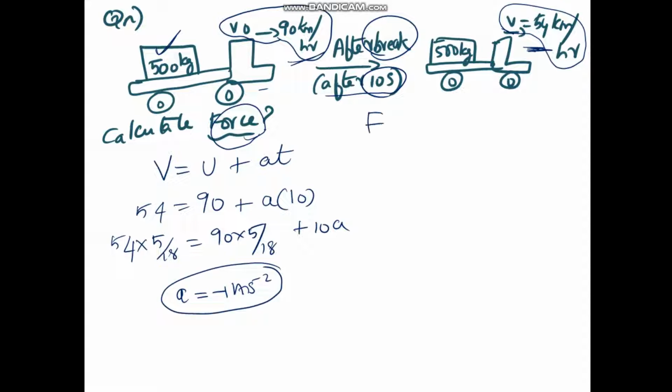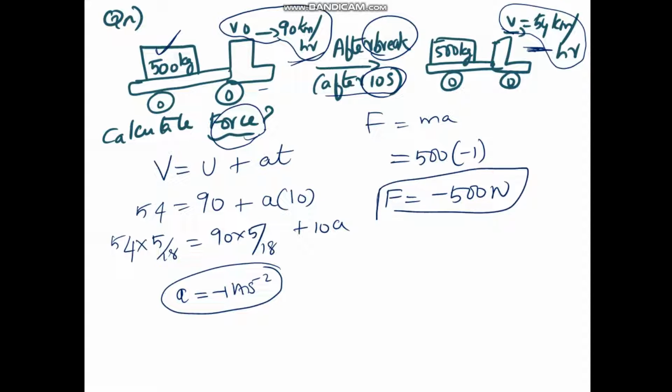So we know the force formula, which is ma. So on the 500 kg block, there is an acceleration of minus 1 m/s^-2. So the value of force is minus 500 Newton. So here the negative sign indicates that the force is opposite to the direction of velocity.